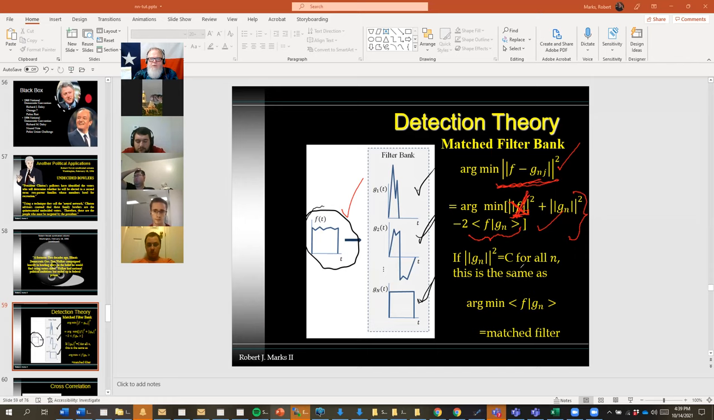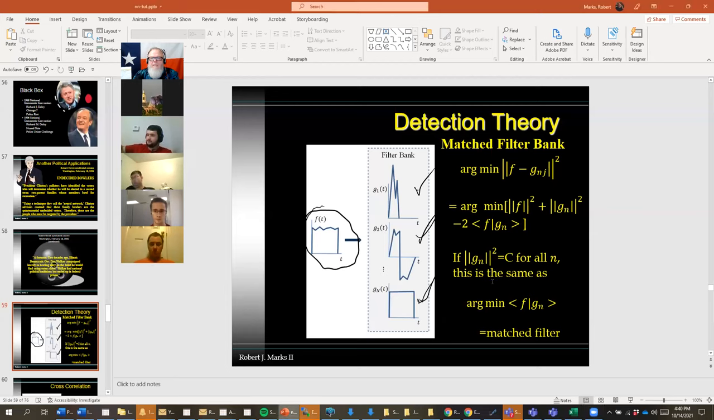We are also going to assume that this G sub N, which is all of these elements in the filter bank, have the same energy. So we're going to assume that the norm of G sub N squared is equal to a constant for all values of N. In that case, minimizing this mean square error is the same as maximizing this inner product. And so finding the minimum is the same thing as finding the arg. And this is a goof here. This should be max.